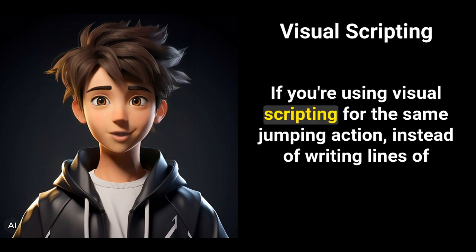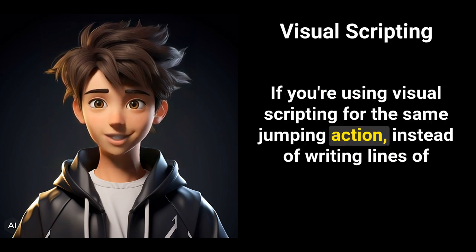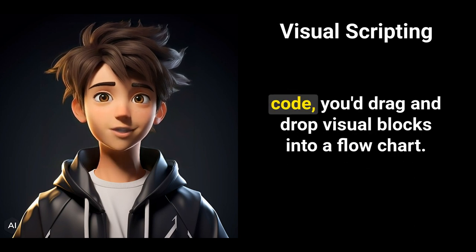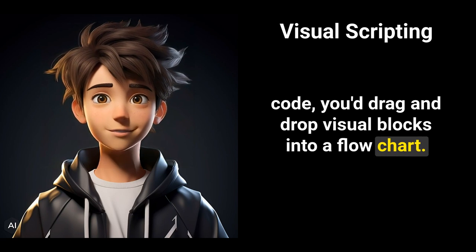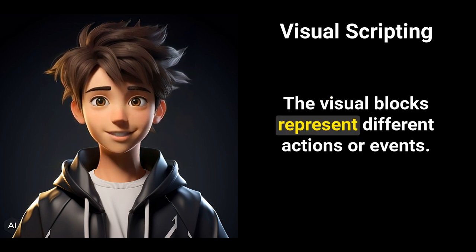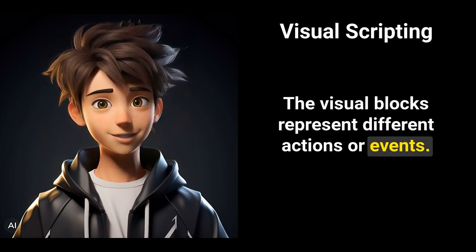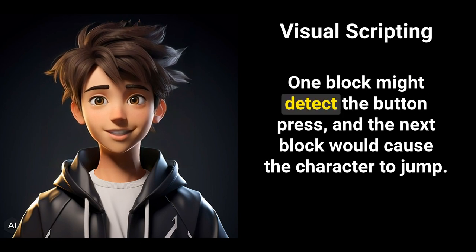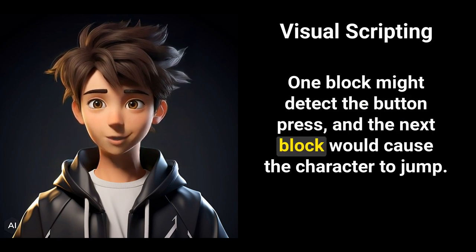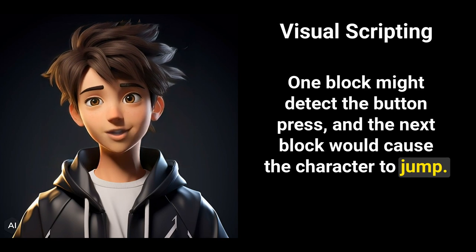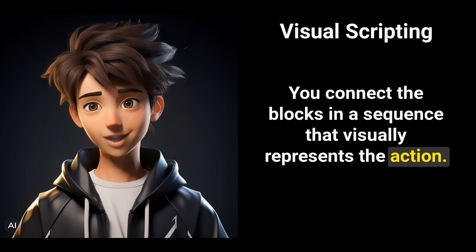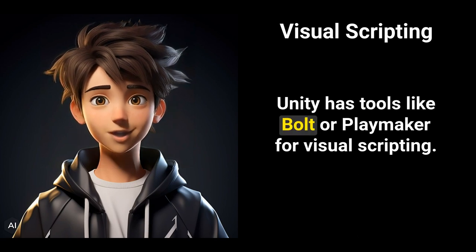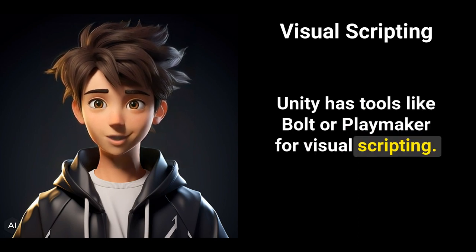If you're using visual scripting for the same jumping action, instead of writing lines of code, you drag and drop visual blocks into a flowchart. The visual blocks represent different actions or events. One block might detect the button press, and the next block would cause the character to jump. You connect the blocks in a sequence that visually represents the action. Unity has tools like Bolt or Playmaker for visual scripting.